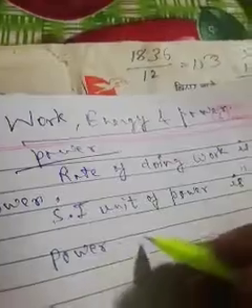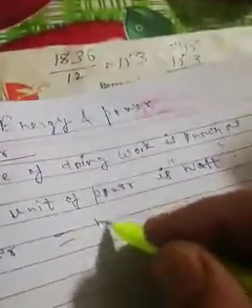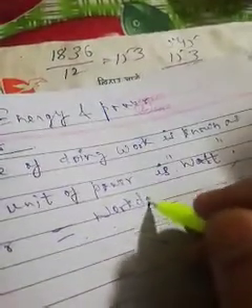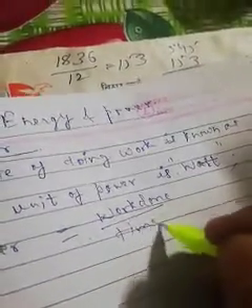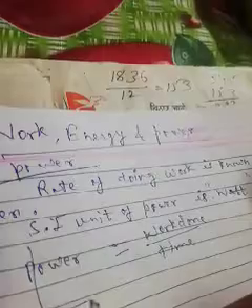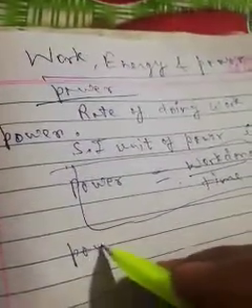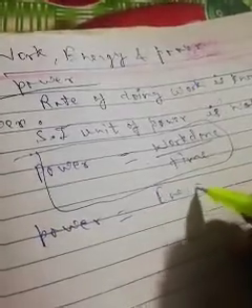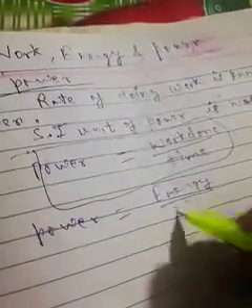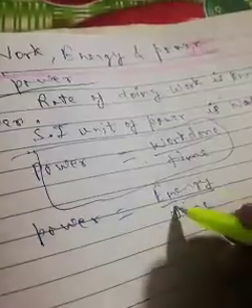Formula of power is work done by time. But again, work done is equal to energy. So power can be defined as energy per unit time. So production of energy or consumption of energy.